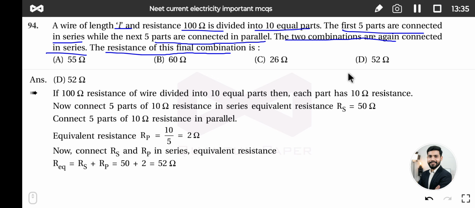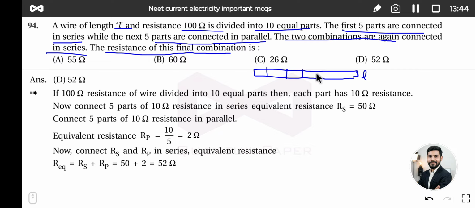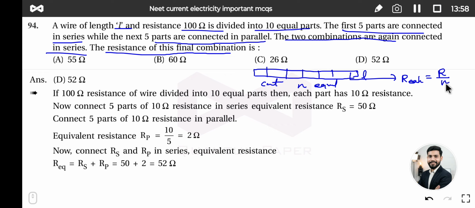Whenever a wire of length L with resistance R is cut into n equal parts, the resistance of each part is R upon n. Here the total resistance is 100 ohm for the wire of length L, divided into 10 equal parts, so the resistance of each part will be 100 by 10, which is 10 ohm. Every part has a resistance of 10 ohm.